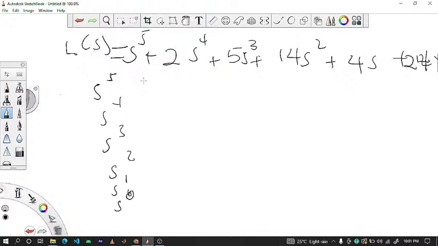Then for the characteristic equation, you start with the highest coefficient, which is 1. You skip the next one, because the first one has an odd power, you use only odd powers for the first row. So you have 1, 5, 4. And for the second row, you use even powers. So you have 2 here, 14, and you have 24.